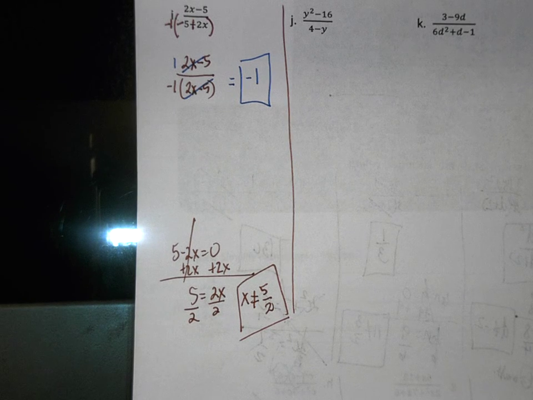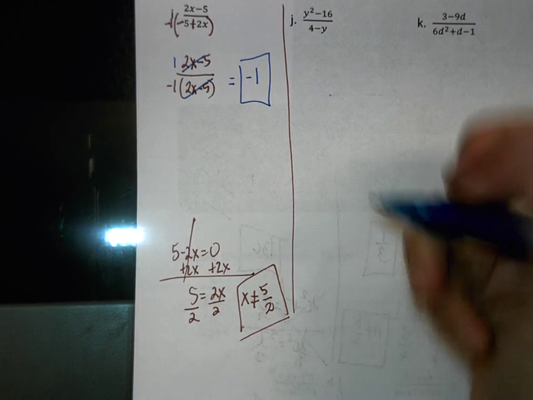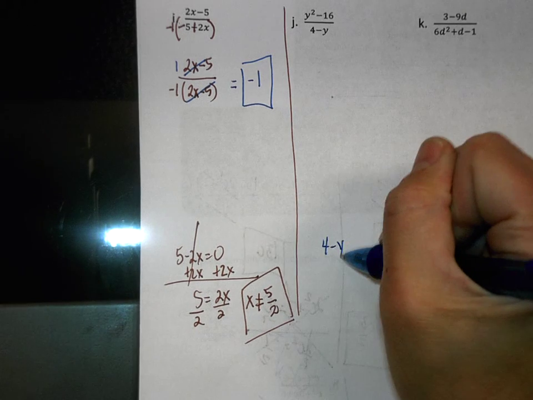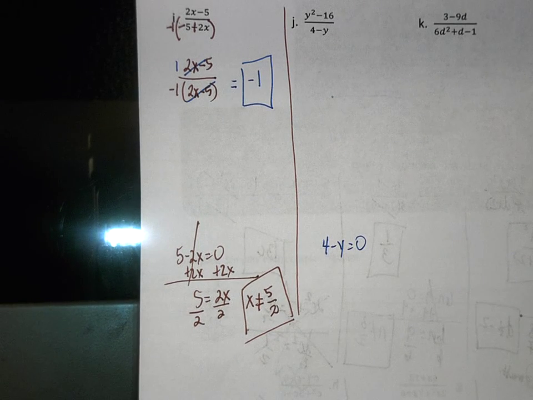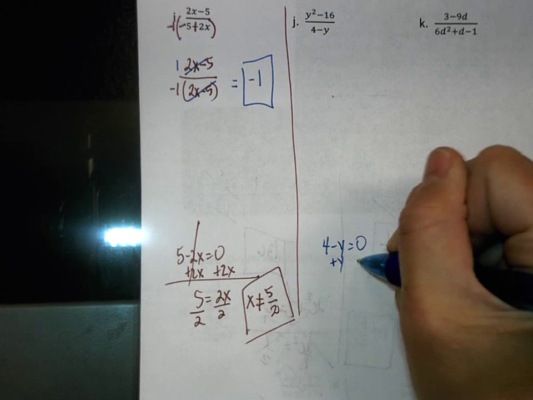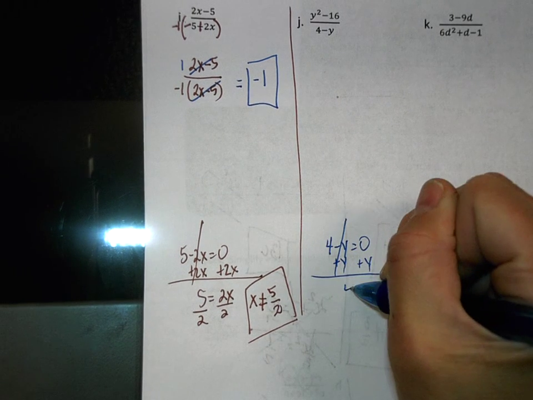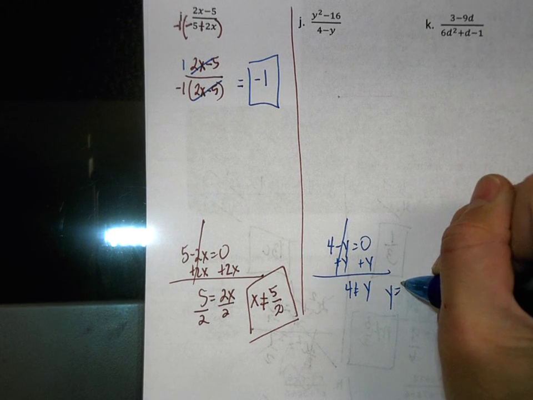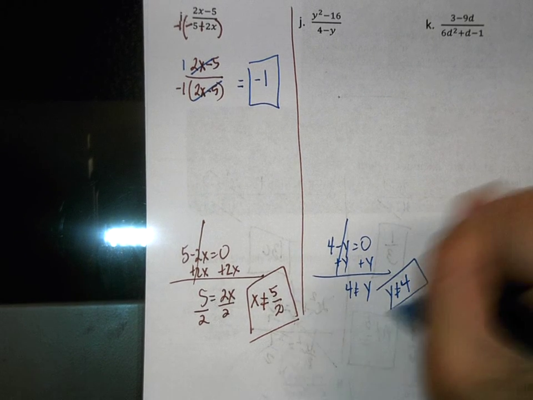Okay, what would be your excluded values for y? If you went 4 minus y equal to 0, what would we do? Add y to both sides. And so we get 4 equals y. So that means that y cannot equal 4.